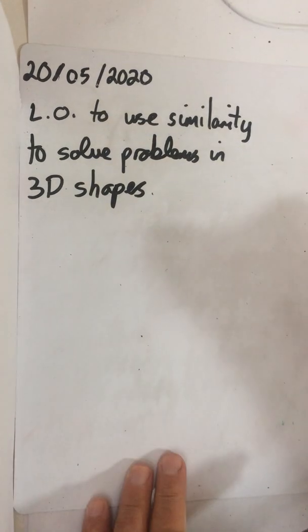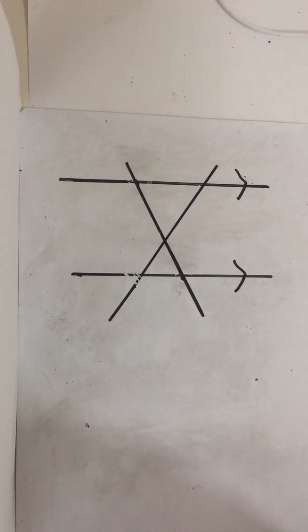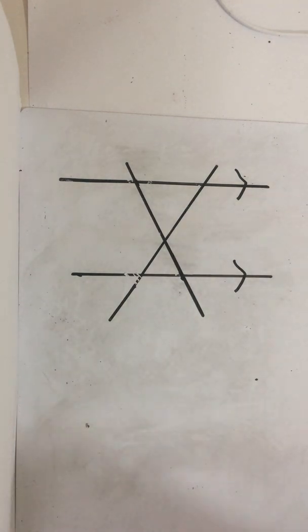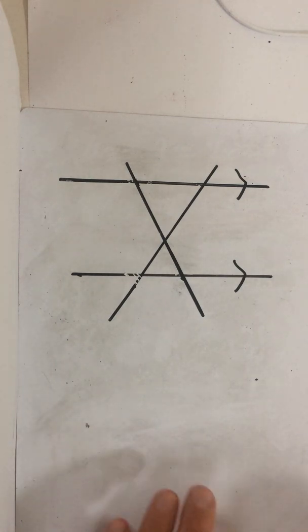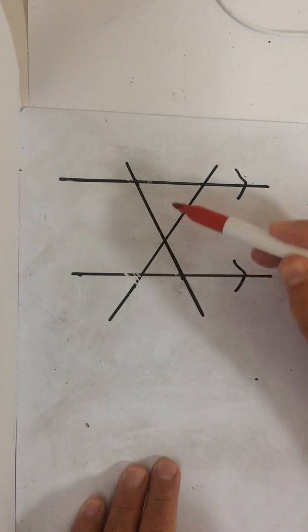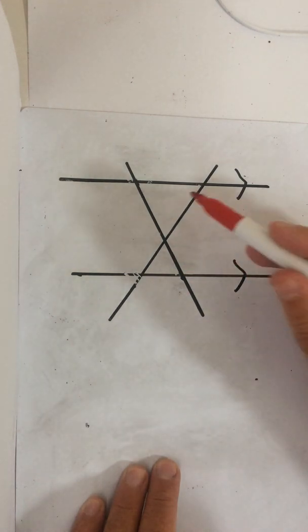Right, okay, so you're using similarity to solve problems. A lot of the time we'll be combining a few of the different methods that we've learned in order to answer these. For example, if we look at this here, we've got our parallel lines, and we've done some work on finding the same angles on parallel lines. So here, can we prove that these two triangles are similar to each other?